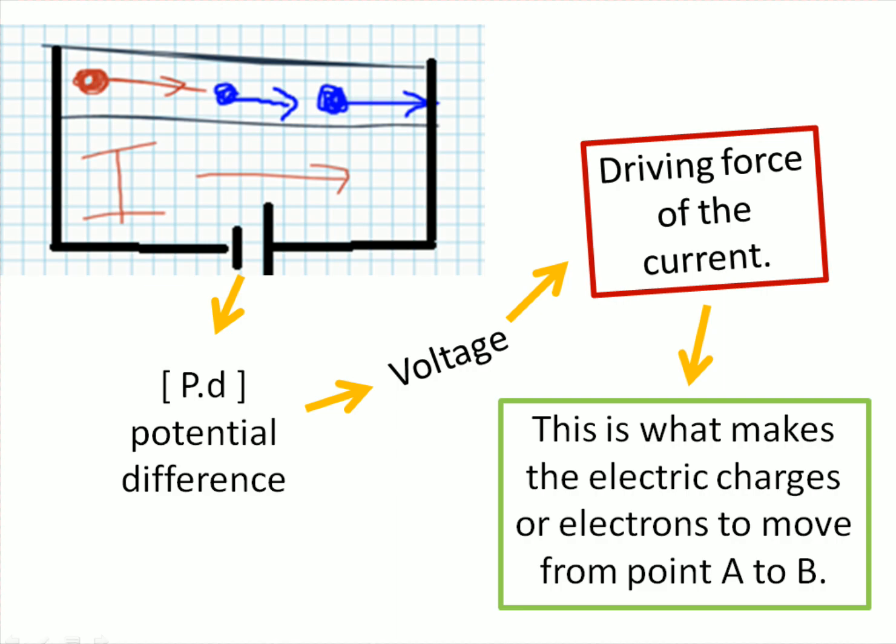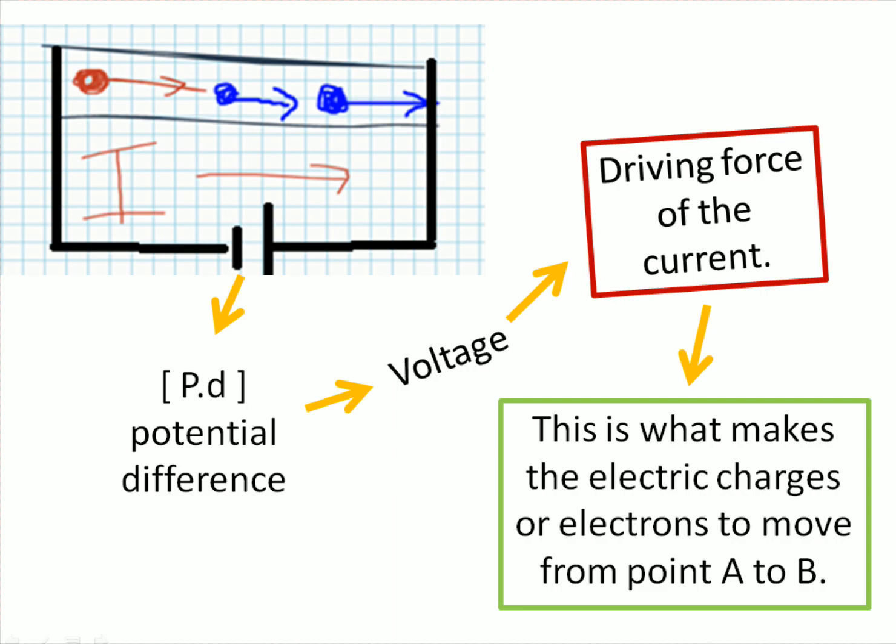Okay, so we call this potential difference, or you could say voltage. So what is the voltage? Voltage is basically the driving force of the current. This is what makes the electric charges or the electrons move from point A to point B. This is how the potential difference makes your electrons, or electricity, move from point A to point B. So you can understand what voltage is, right?